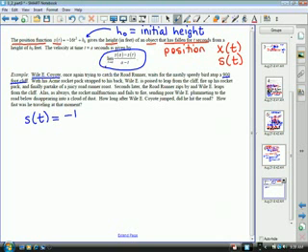So what is our position function then? What's the position function? Well, it's 900, right? Because what's the 900? That's the initial height, all right?